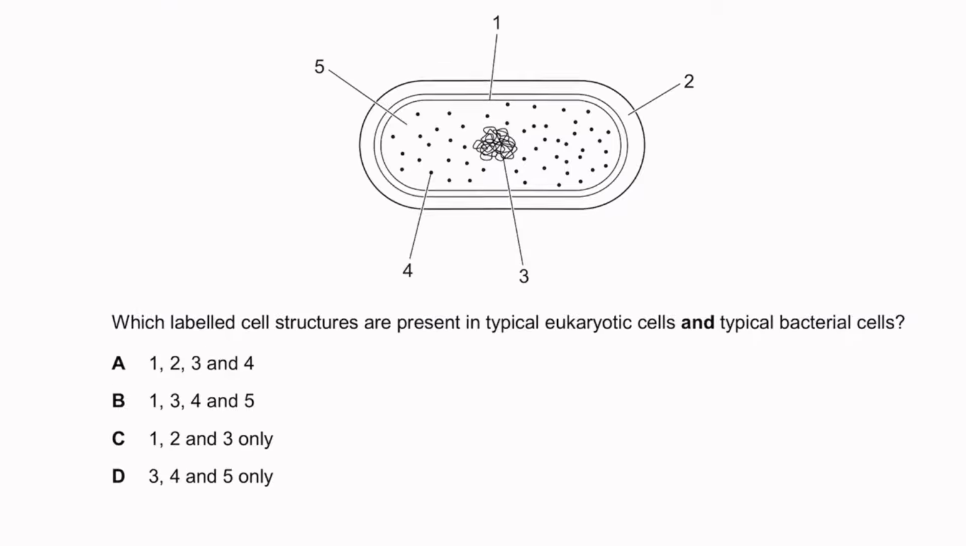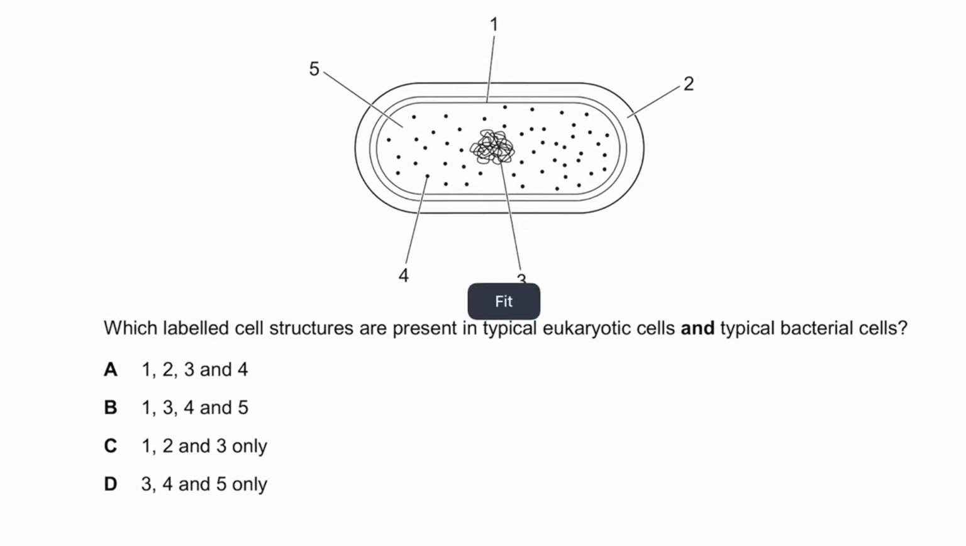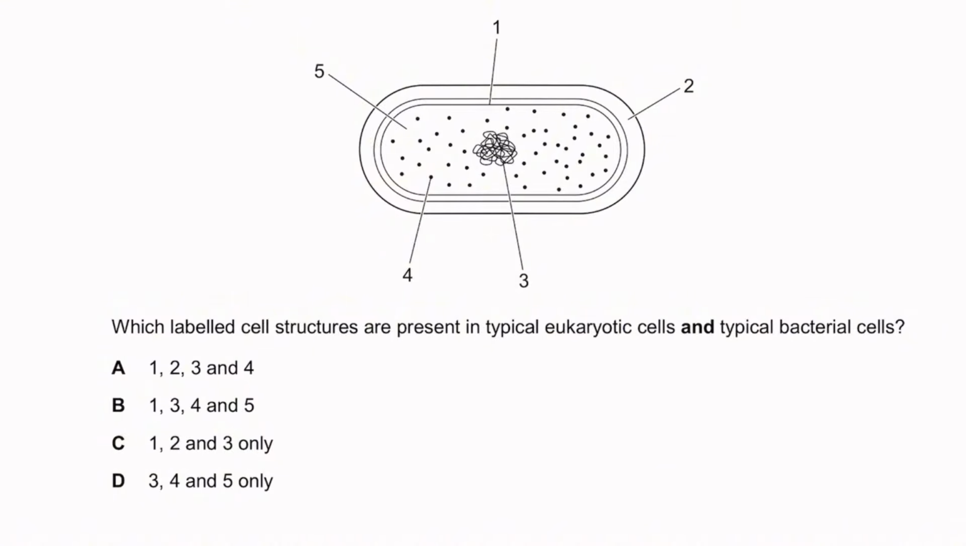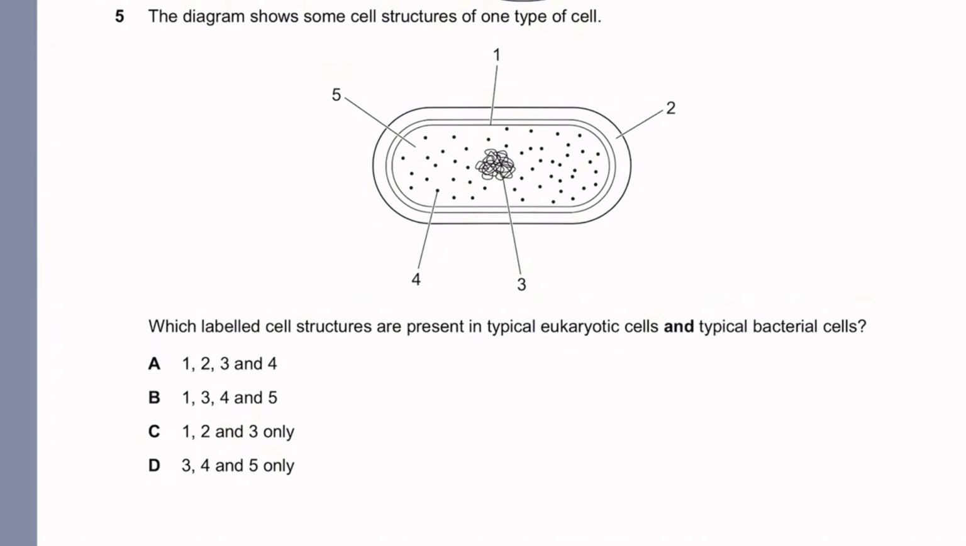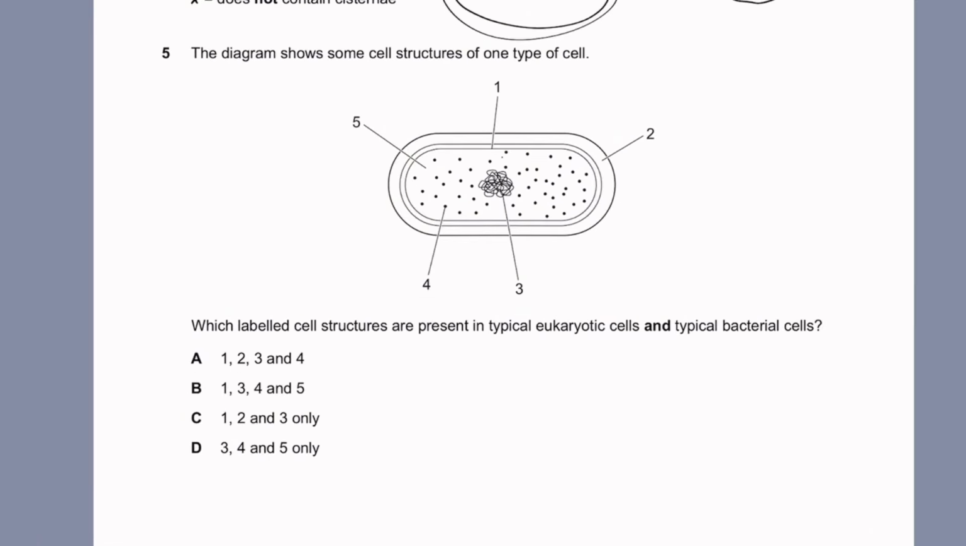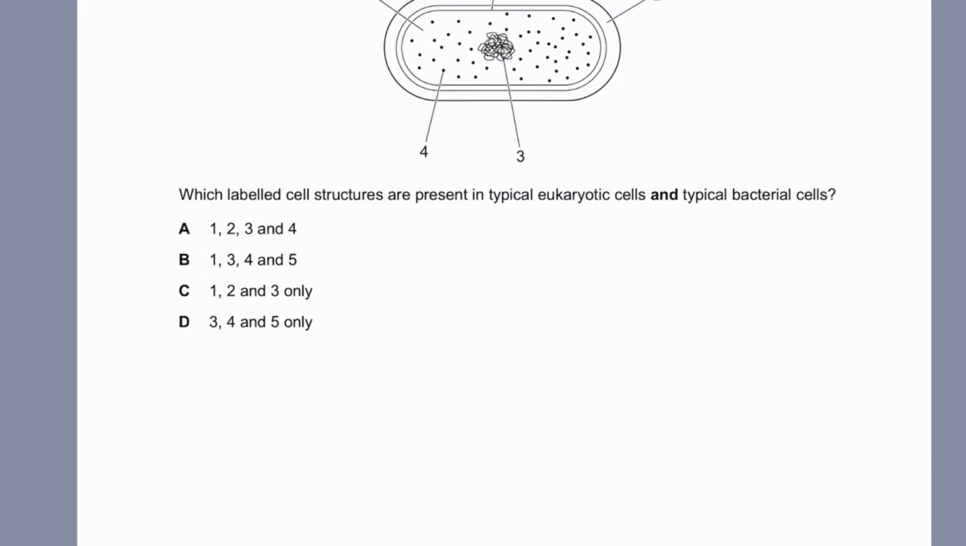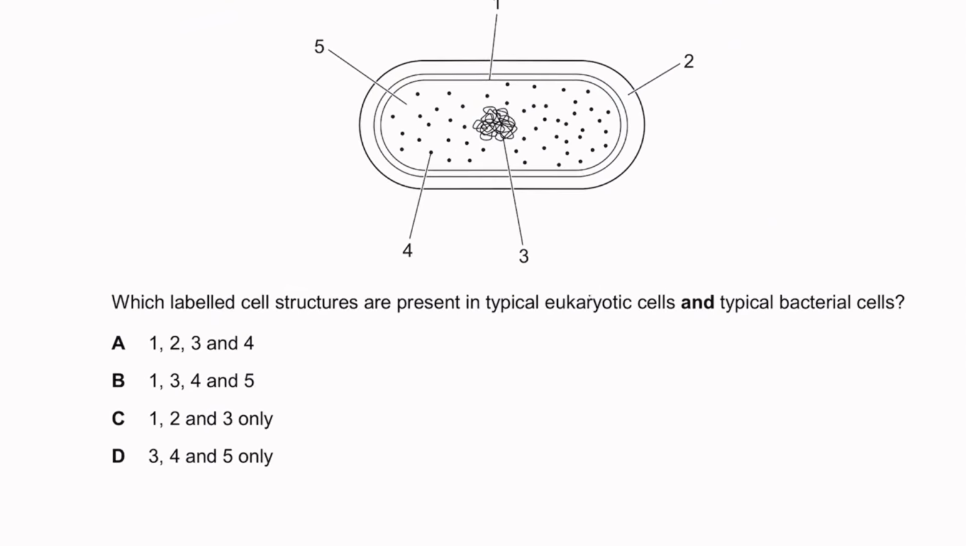Okay, the diagram shows some cell structures of one type of cell. You could see it's a bacterial cell, of course, because we could see the cell wall, we could see the circular DNA, and so on. So which labeled cell structures are present in typical eukaryotic cells and typical bacterial cells?